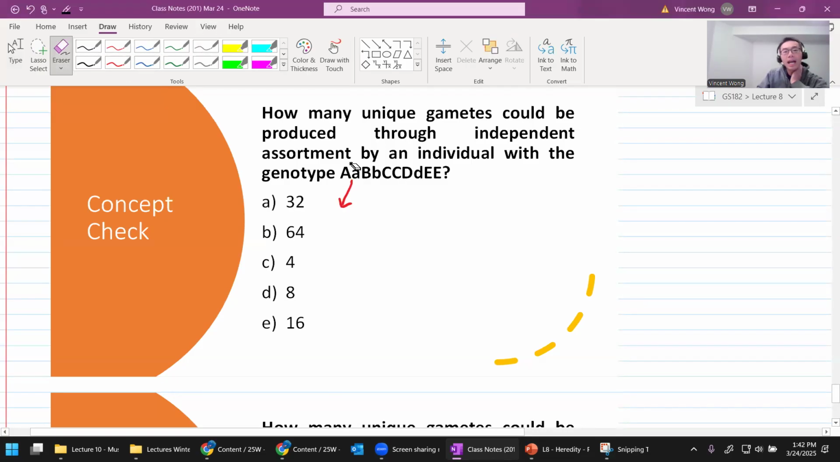For gene A, how many choices do we have? Two. Yep, big A or small a, and then big B or small b. And what about for C? How many choices do we have for gene C? Only one, that's right, because it's homozygous. You are only going to be able to get a big C. Nobody has a small c. And then for D it's 2 and then 1. And we multiply together. So 2 times 2 times 1 times 2 times 1 is 8.